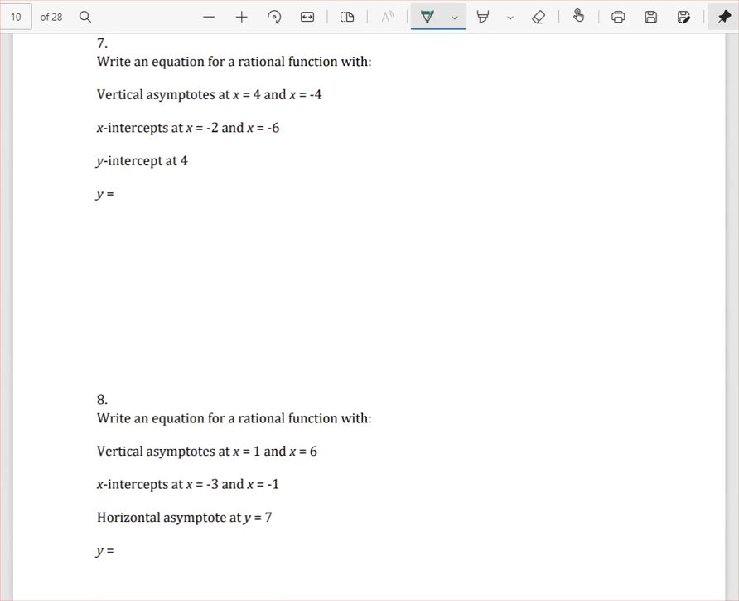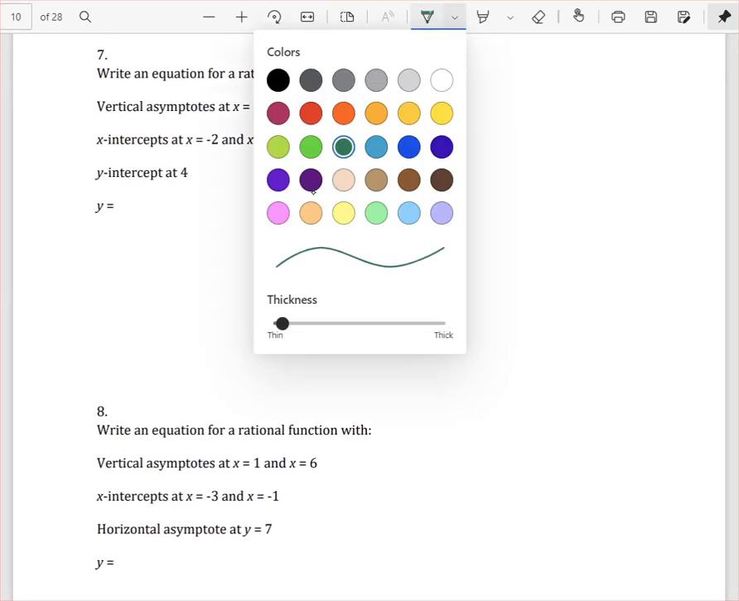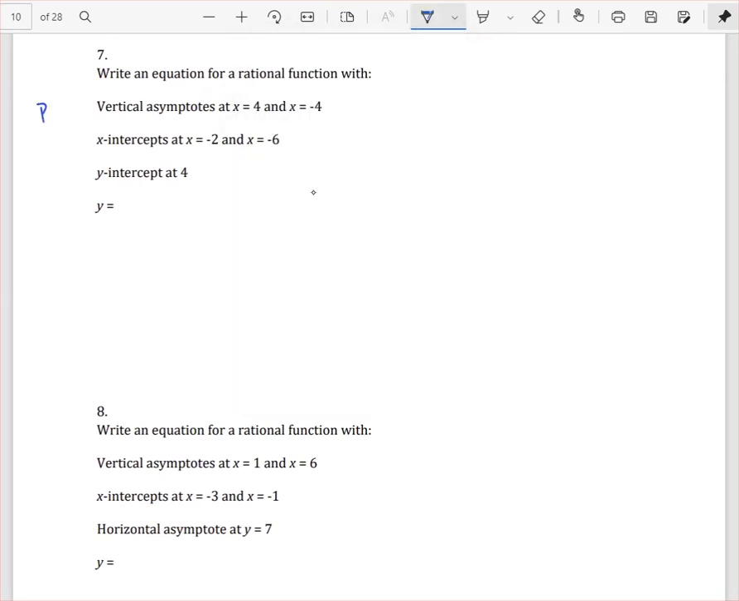Now let's write some equations. Here's some information. Write the following function. It has vertical asymptotes at those points. It has x-intercepts, and that's the y-intercept. Well, the vertical asymptotes give you the bottom. The x-intercepts give you the top. Now you have to make them into functions, so you're going to switch the sign. So it would be x minus 4, x plus 4, and then this one would be x plus 2, x plus 6.